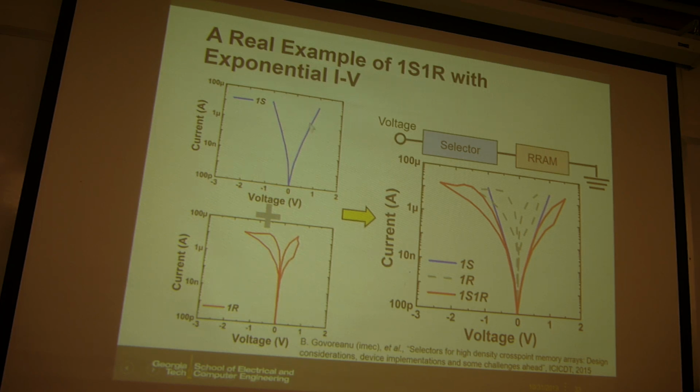So let's assume you have this kind of bidirectional diode. This is the I-V in log scale, so this is exponential. And then this is a typical resistor RRAM device in log scale of the current. If you combine that, you will see this kind of characteristic. The dashed line is the original resistor I-V, and the blue line is the selector I-V. If you combine them, you'll get this red curve, which is the 1S1R I-V.